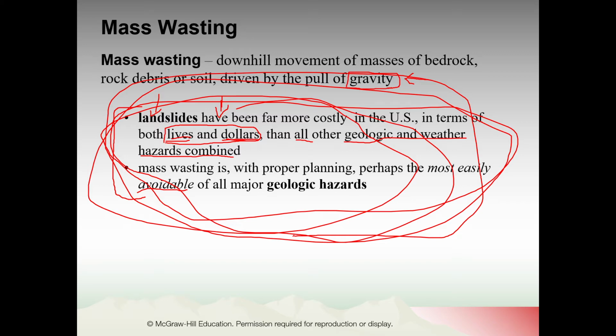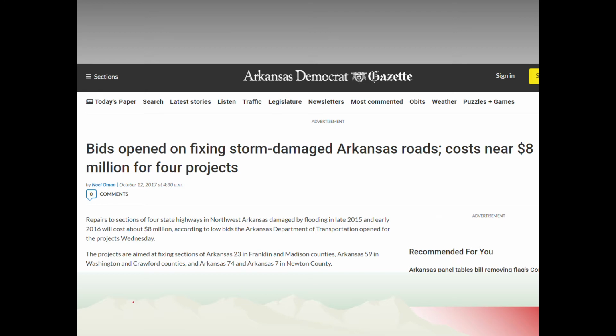to fix those roads. For instance, this is just in 2017: bids open on fixing storm-damaged Arkansas roads. Cost near $8 million for 4 projects. Imagine the things we could build here in Fayetteville or Northwest Arkansas for $8 million. And it was relatively minor events.